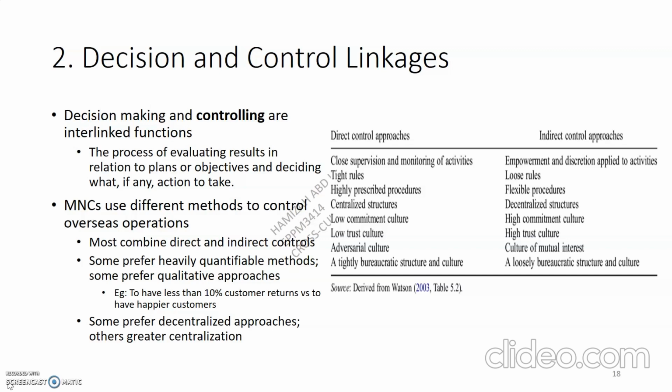Some multinational companies prefer decentralized approaches. Some companies prefer greater centralization. It depends on the operation of the company. It depends on the characteristics of the subsidiary itself. We will discuss direct and indirect control approaches.